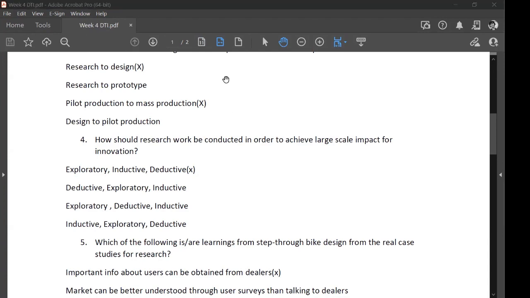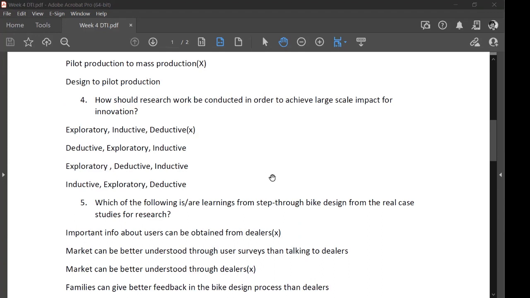So, as we were discussing, let's continue to question number four. How should research work be conducted in order to achieve large scale impact for innovation? Actually, this part he has just directly explained in the lecture. Of course, everything is there in the lecture, but the correct sequence is there, which is exploratory, inductive, and deductive. So the sequence is important because it tells you the right steps of that process.